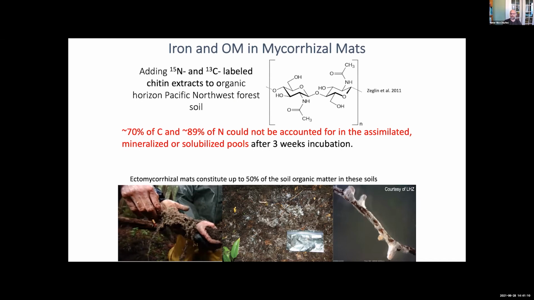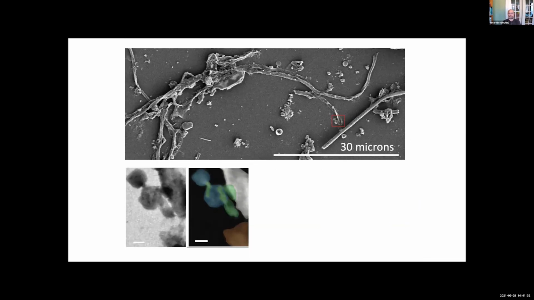And when it came to extractions, after 3 weeks of incubation, 70% of the carbon and 90% of the nitrogen couldn't be accounted for in either the assimilated, mineralized, or soluble pool. It all went someplace else. So the question we got involved in asking is, where did it go? What happened to the remaining N, and where did it end up? So this is a SEM image at first of some of this microbial mat laid down on a silicon nitride window for STXM analysis.